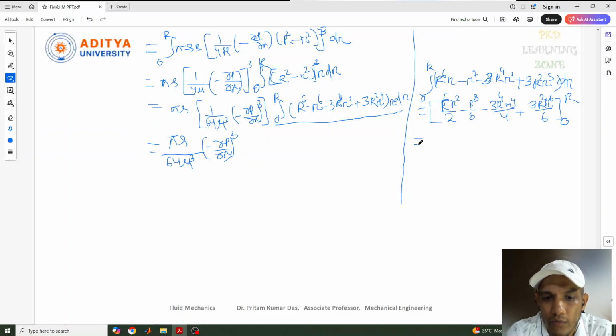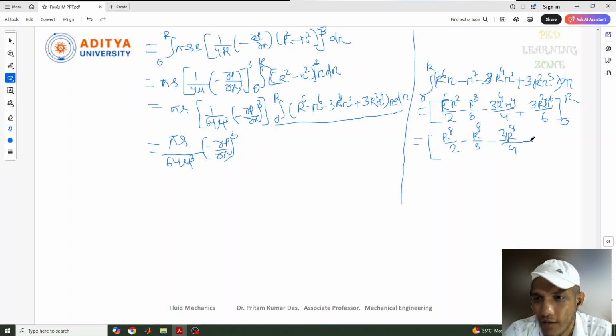Now we just need to put the value of capital R in the place of small r. If you put this value, what we are going to get: r to the power 8 divided by 2 minus r to the power 8 divided by 8 minus 3 r to the power 8. See, all these things will get r to the power 8. Now here also 3 r to the power 8 divided by 6. We need to integrate this, that's why we need to solve this value.